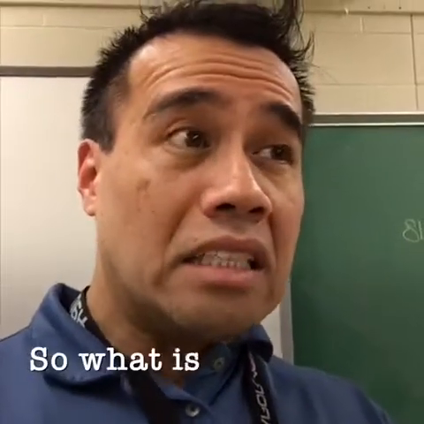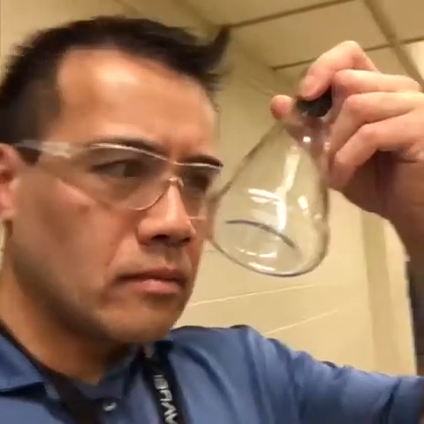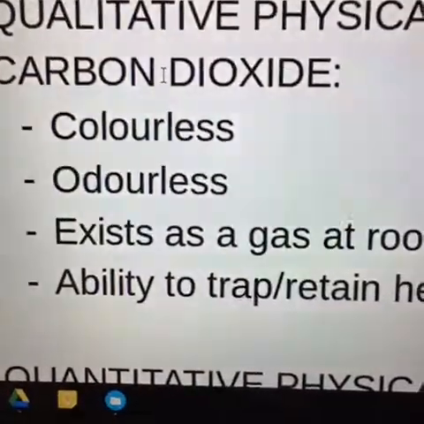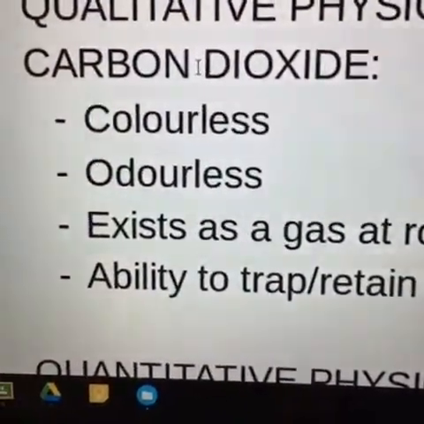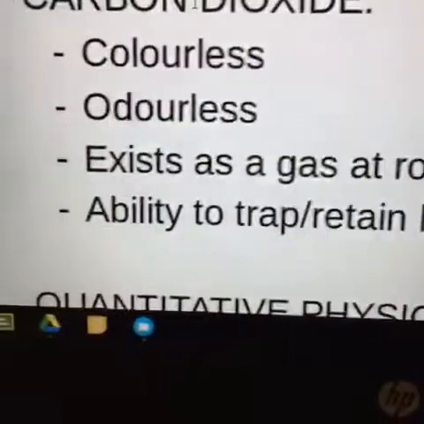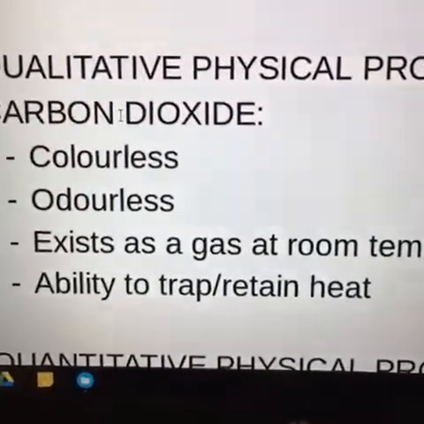So what is carbon dioxide? Let us take a look at some of the physical properties of carbon dioxide, shall we? Qualitatively, carbon dioxide is colorless, odorless, and exists as a gas at room temperature. It also has the ability to trap and retain heat. This is going to be an important thing for us to remember later.